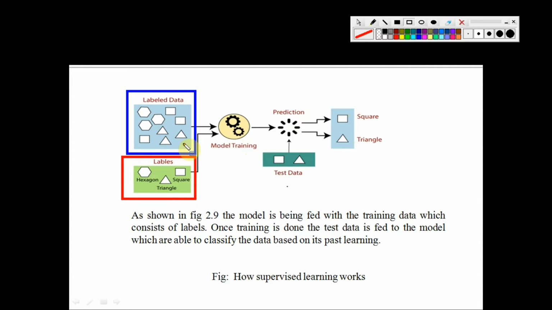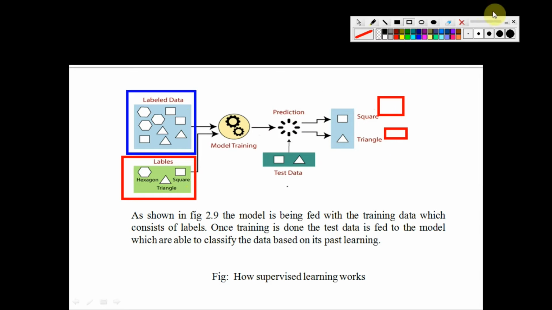We are giving labels and data to this model training. That means the data is already labeled. If the shape is something like this, then it is called a hexagon. If the shape is something like this, it is called a triangle. If the shape is something like this, it is called a square. The machine learning algorithm learns from this labeled data, and at the time of prediction, we give testing data, so square and triangle are fed together. The output it gives is that this is square shaped and this is triangle shaped. So basically labeled data is given, and after that it is able to classify the unlabeled data.